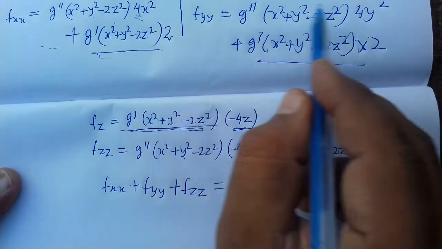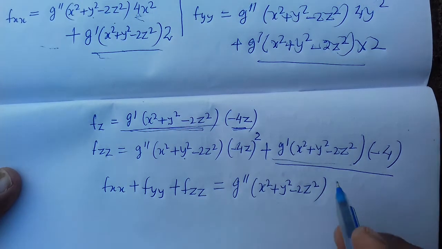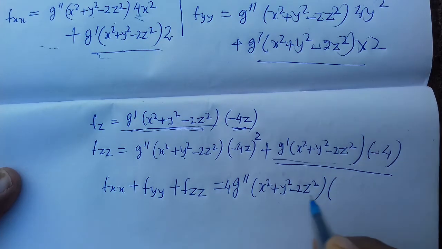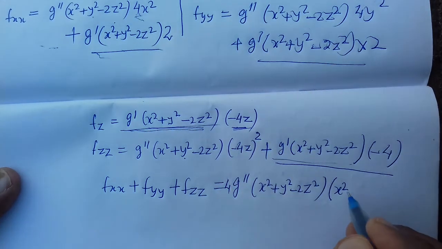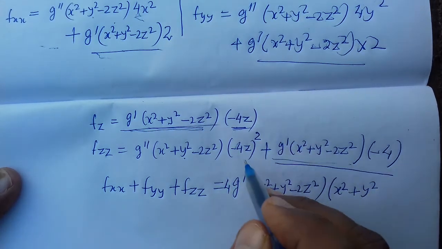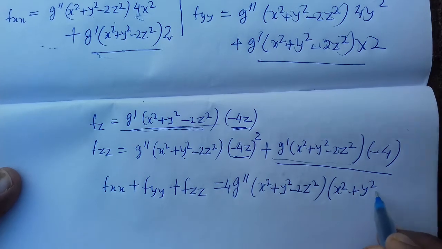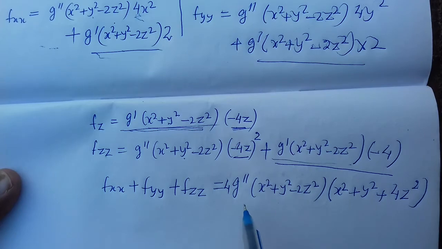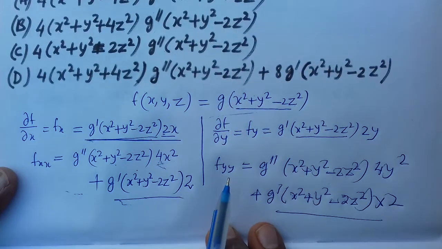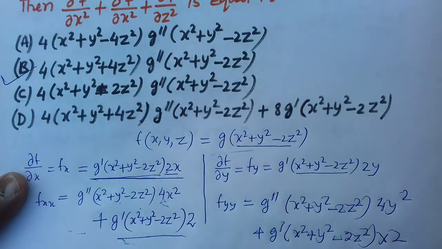In all you see 4, 4, here will be 16, so we can take 4 common. Now it remains here x², here y², and we have taken 4, so here will be 16z² divided by 4, which is 4z², so 4z². And you see that this is in option B, so B is our correct option.